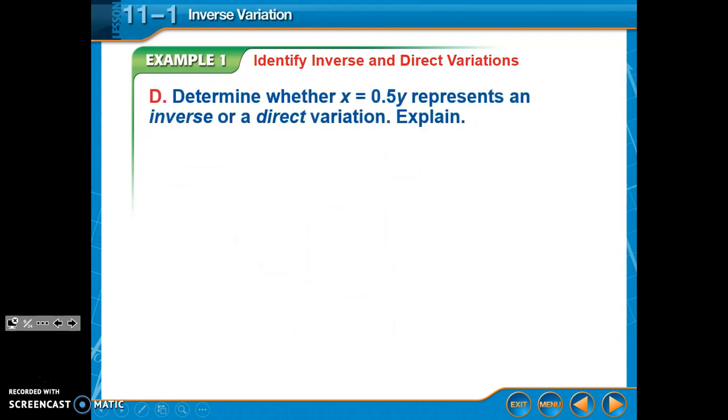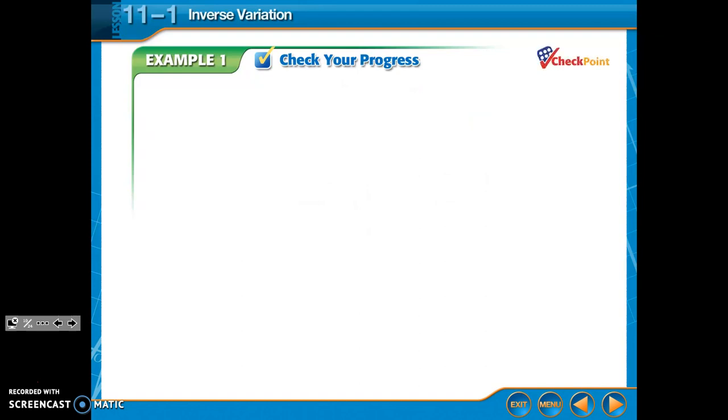Okay, so looking at this one, if I want to get y by itself, what I'm going to do is divide both sides by 0.5, which is the same thing as multiplying both sides by 2. So if I multiply both sides by 2, I get 2x equals y. And this one is going to be direct variation because the x is now in the numerator. So this is direct variation.